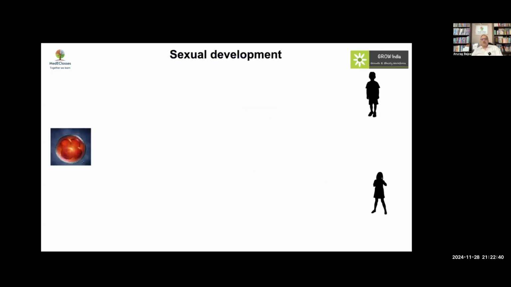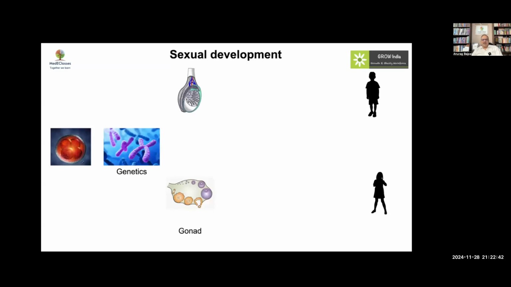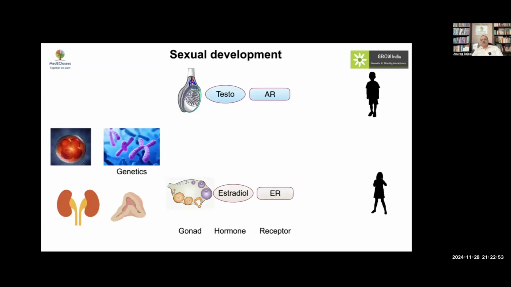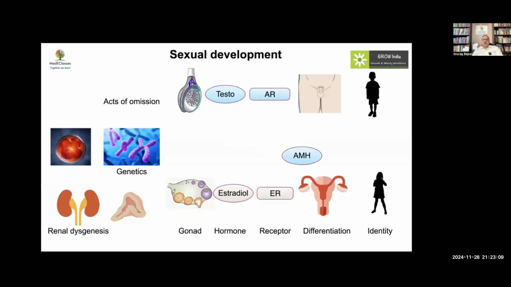So to summarize, in terms of sexual development, we have genetics, followed by gonadal development. And when we talk about gonadal development, there is adrenal and kidney development. They then produce the hormones testosterone and estradiol, which act on their receptors to cause the differentiation. Now, XY DSDs, as I said, are acts of omission, wherein you have problems in terms of testicular development. Along with that, you may have adrenal or renal dysgenesis.